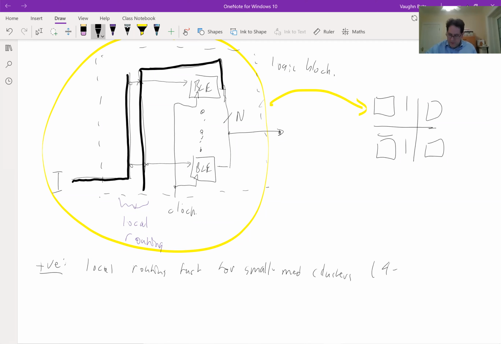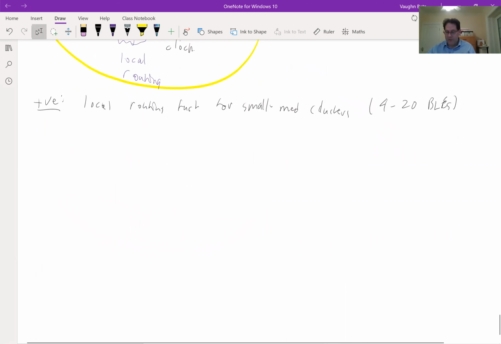So what's that range? It's not a completely fixed range. Maybe around 4 to 20 basic logic elements, and that's what the reading for this week was looking at, what size of logic block makes sense. Clearly, if you made these clusters 10,000, then the local routing becomes really slow due to all the issues we talked about for scalability of a crossbar. But for small ones, it's good.